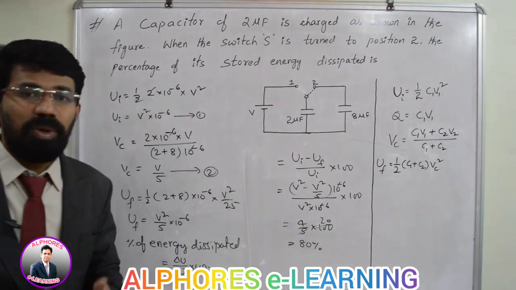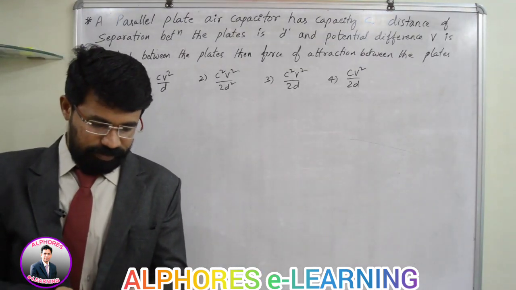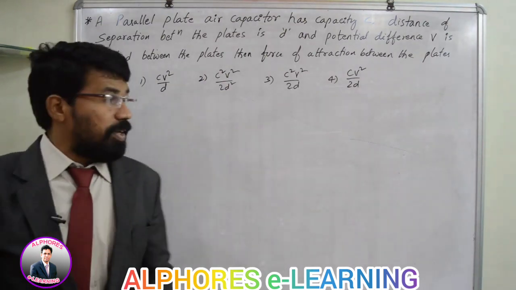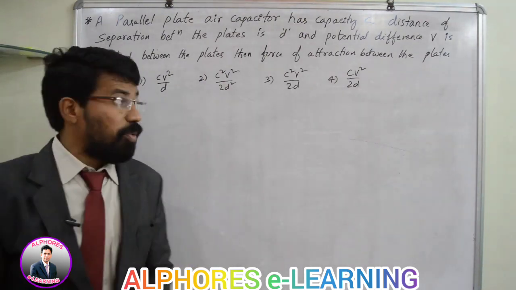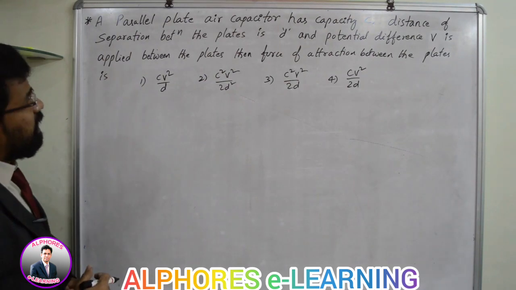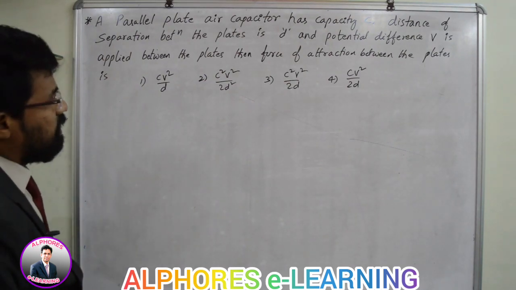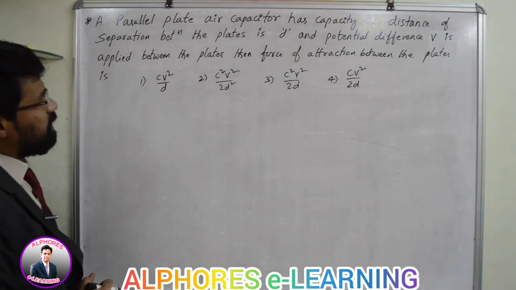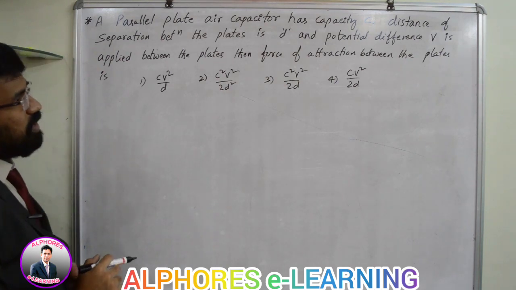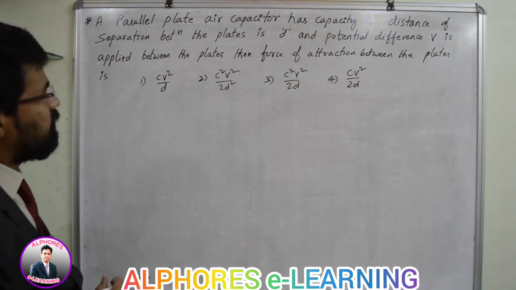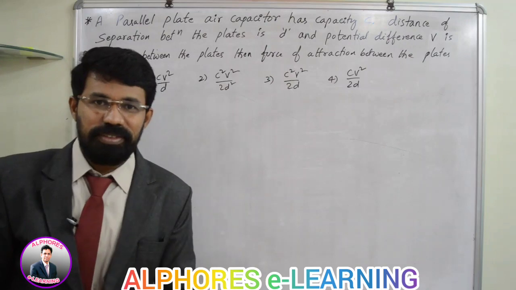Okay, so let us try one more problem. Now let us discuss this problem. A parallel plate air capacitor has capacity C. The distance of separation between the plates is D, and potential difference V is applied between the plates. Then the force of attraction between the plates is.